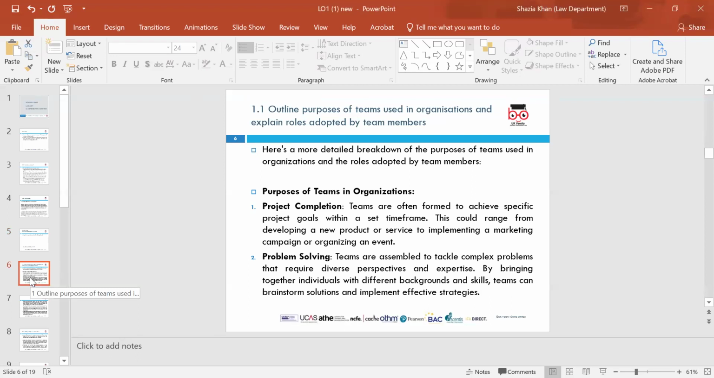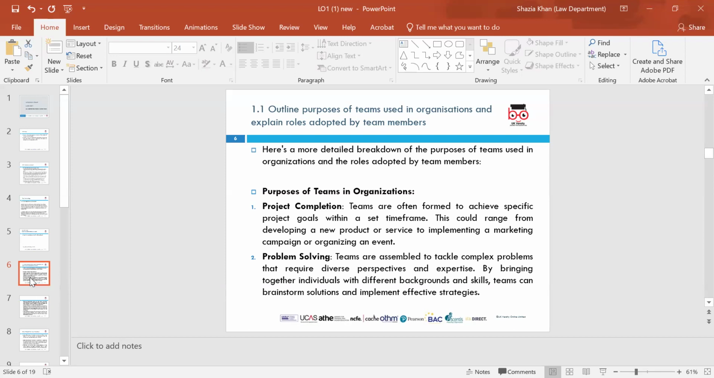So we can look at one point, which is to outline purposes of teams used in organizations and explain roles adopted by team members. So here's a more detailed breakdown of the purposes of teams used in organizations and the roles adopted by team members. So the purpose of teams in organizations. Project completion: teams are often formed to achieve a specific project goal, like he said in the video, within a time frame. This could range from developing any sort of new product or service to implementing a marketing campaign or organizing an event.